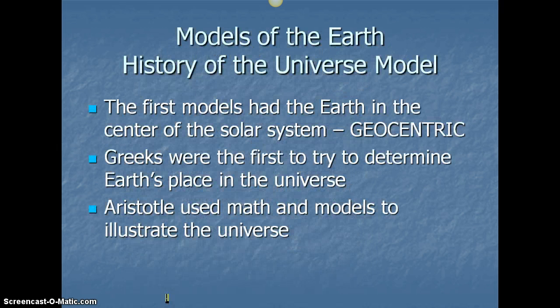All right, so a little bit of history of how scientists have looked at our planet compared to the sun and other planets. The first models of our solar system had the Earth in the center, which was called a geocentric model. Scientists and individuals were always trying to figure out where we fit in this bigger scheme. And so the Greeks were the first to try to determine Earth's place in the universe, and then Aristotle used math and models to illustrate the universe.